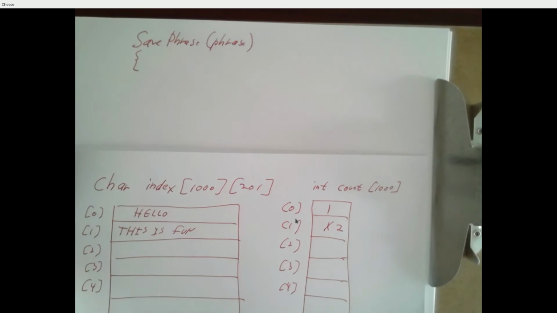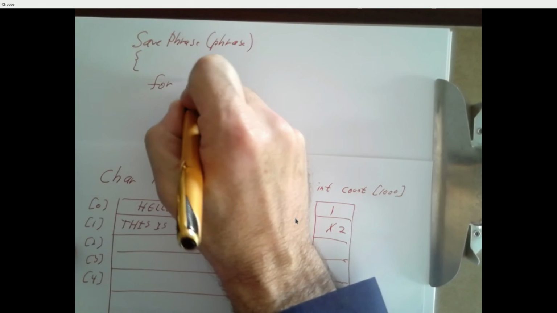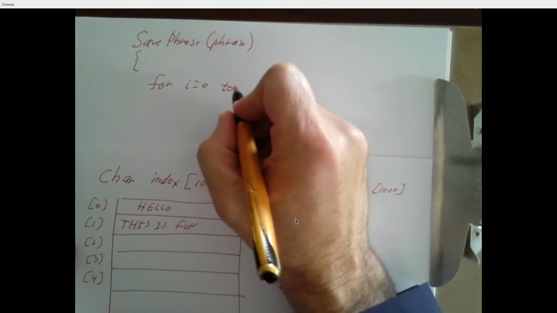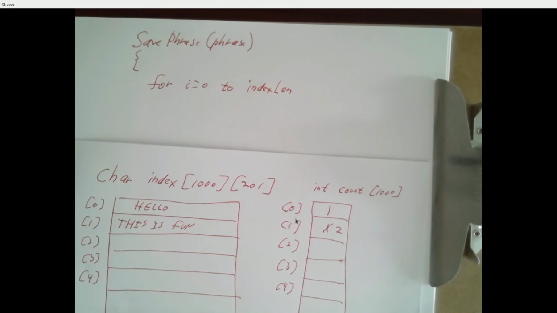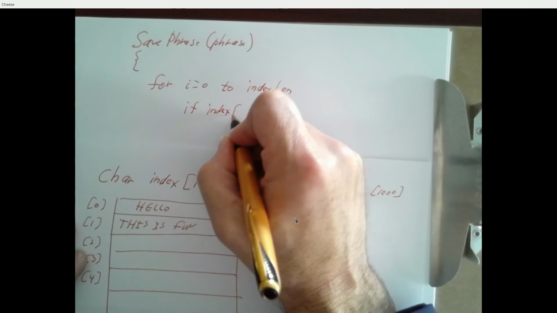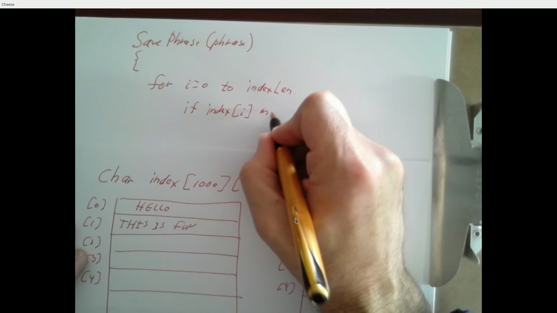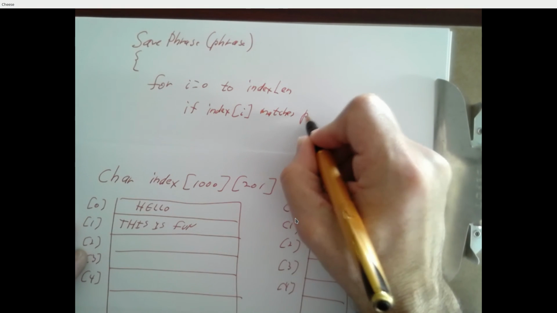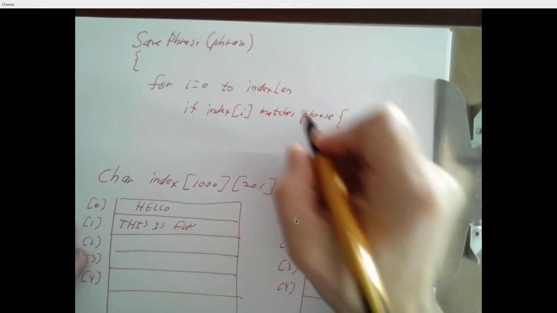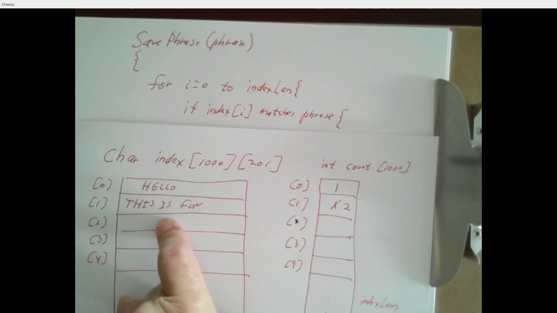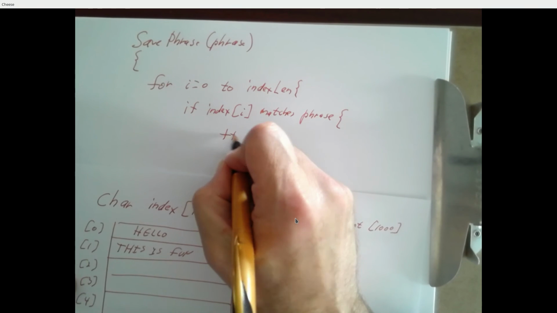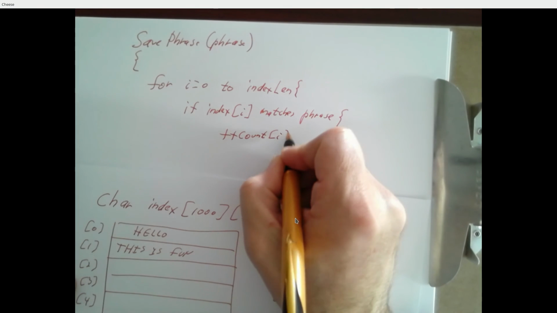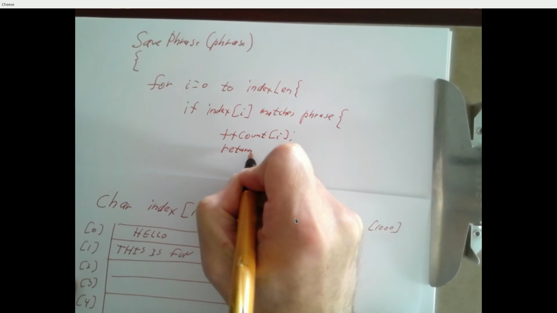So what does this algorithm look like? We'll go from 0 to index length. And if that element in our index matches phrase, then this phrase is already in here. All we want to do is bump up the corresponding count. So we can increment count bracket i and return. We're done.